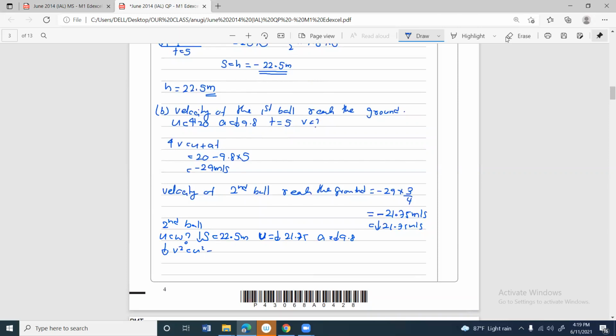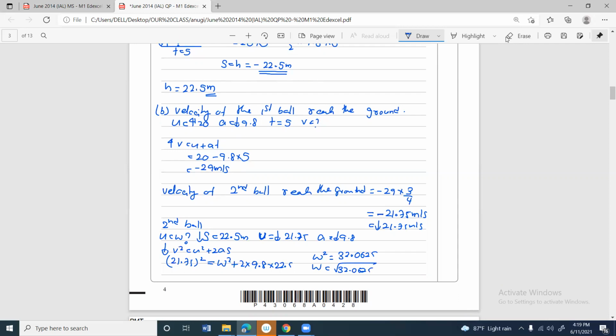Since all the facts are downwards, we can apply downwards. V squared equals U squared plus 2AS. 21.75 whole thing squared is equal to U squared, W squared, the one we need to find, plus 2 into A, which is 9.8, into S, which is 22.5. With this, you get the answer. W squared is equal to 21.75 squared minus 2 into 9.8 into 22.5. That is 32.0625. With this, W is equal to the square root of that.